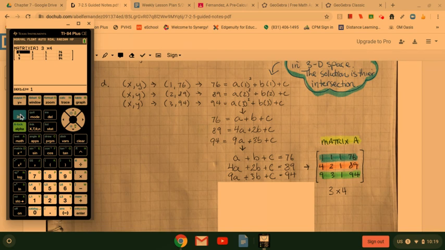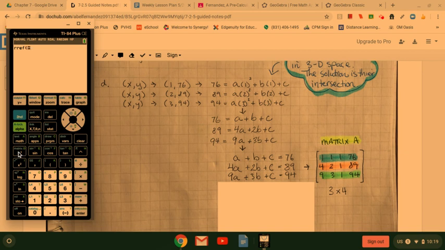So now let's go second, quit. See the blue quit. Okay, now let's go second, matrix, and we're looking for matrix math now. Which matrix math do we want to use? Let's go down and find reduced row echelon form, which is RREF. We're going to hit enter. It's going to want a matrix to mathematize, I guess you can say.